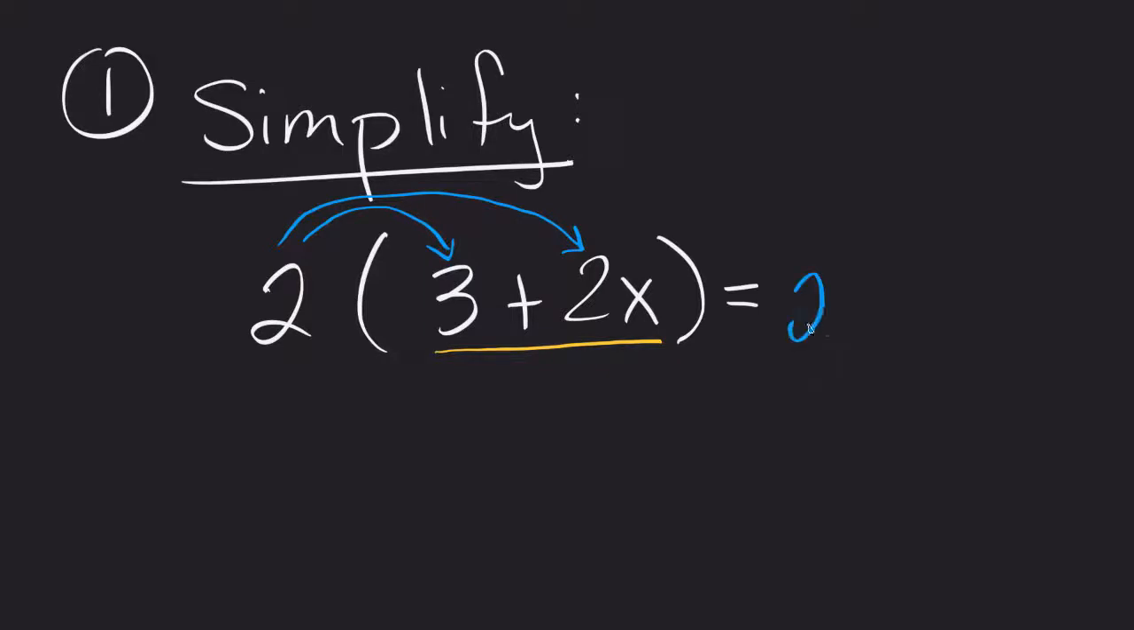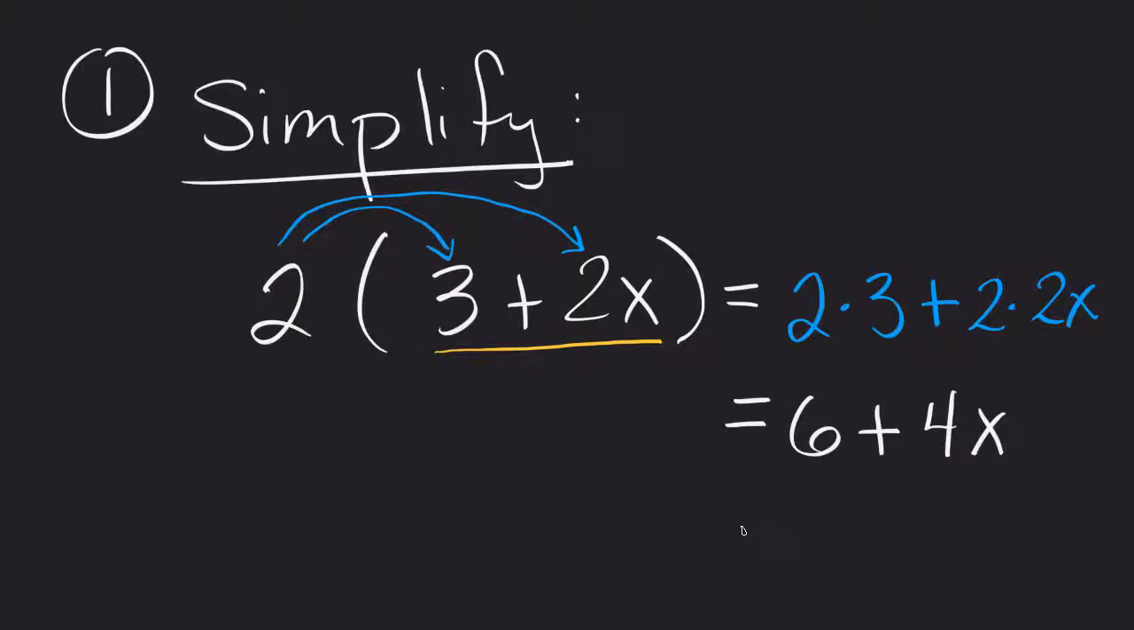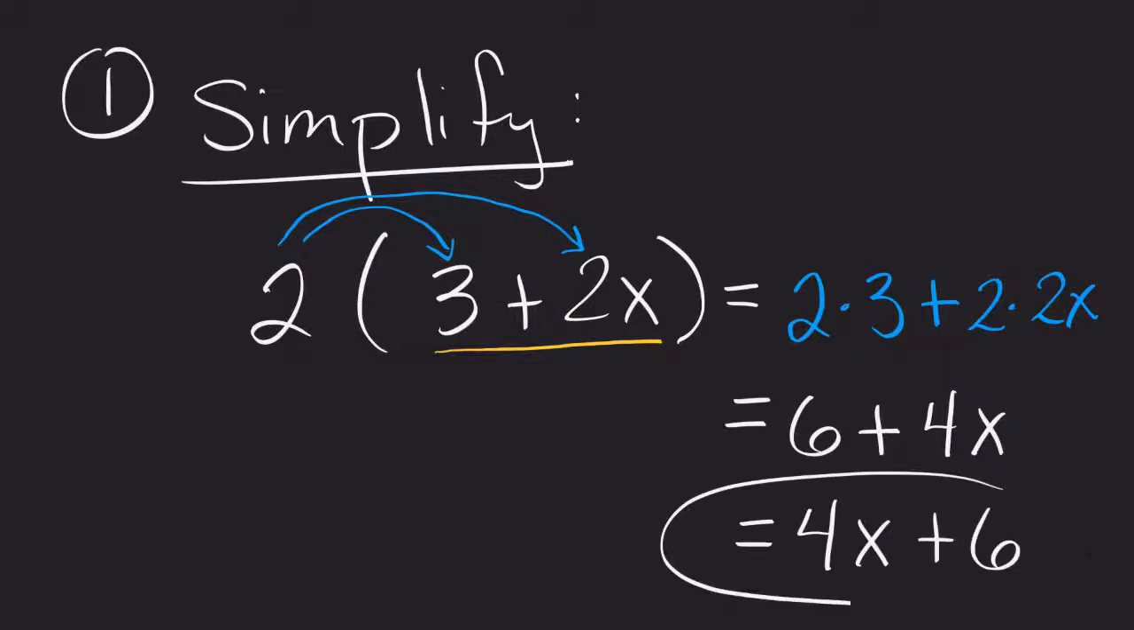So I've really got 2 times the 3 plus 2 times the 2x. Now, what does that give me in terms of a final answer? Well, 2 times 3 is 6, and 2 times 2x is 4x. And if I want to rewrite this in a better form, it would look like this. And now we've simplified this problem.